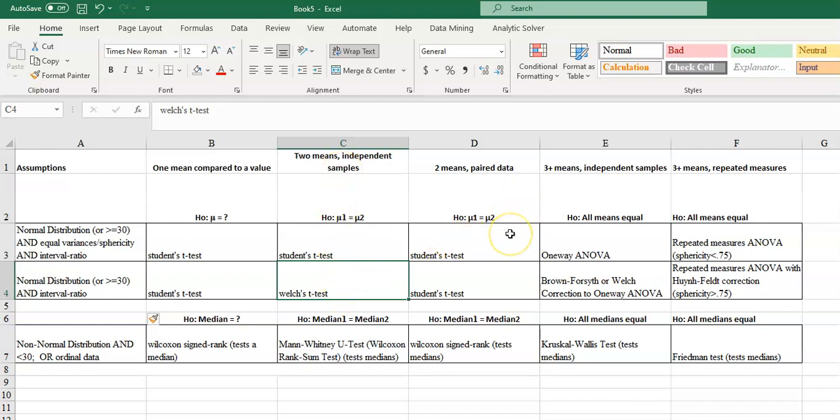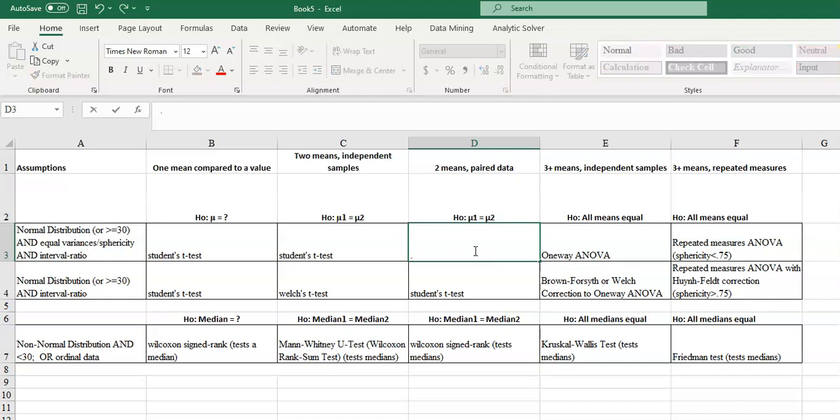Now let's say we have paired data. Paired data works very much like this column B, the one mean. That is because what is really being tested is whether, if I find a column of differences, I'm treating that column of differences as one column of data, and I'm looking to see whether the mean of those differences is 0 or not. So that's what I'm literally looking for in this particular case. Again, I'll use a student's t-test. I won't test to see if the variances are equal because there's just one group of differences when I'm done.